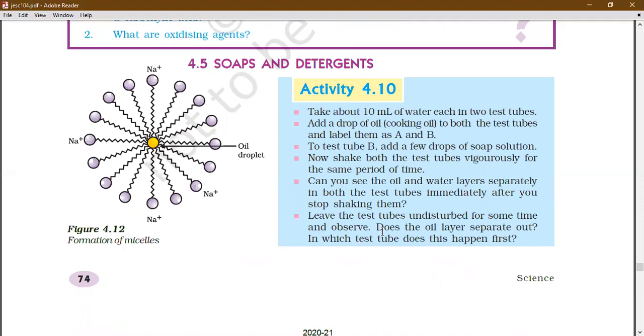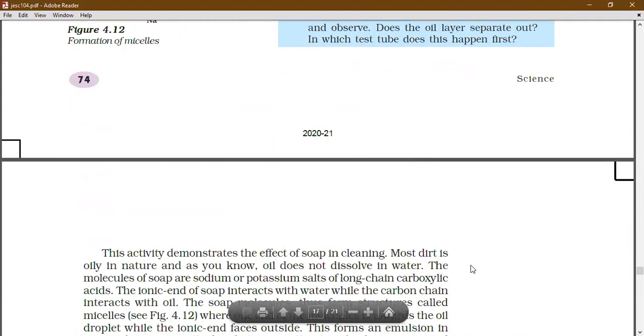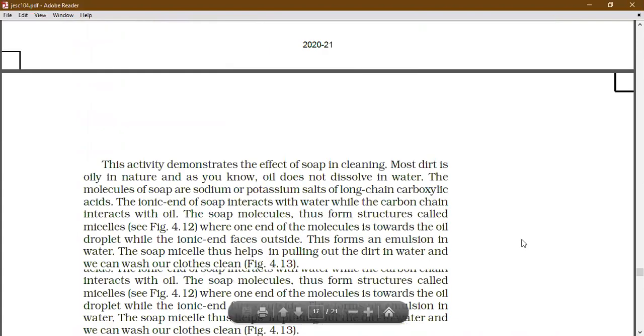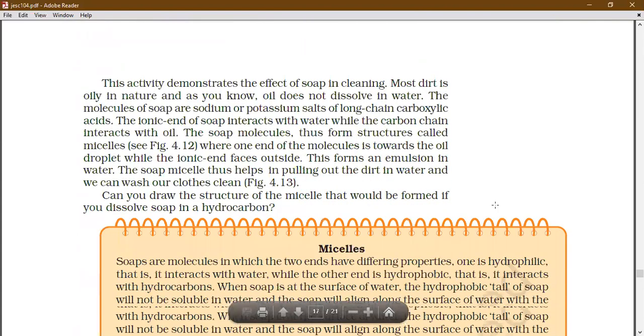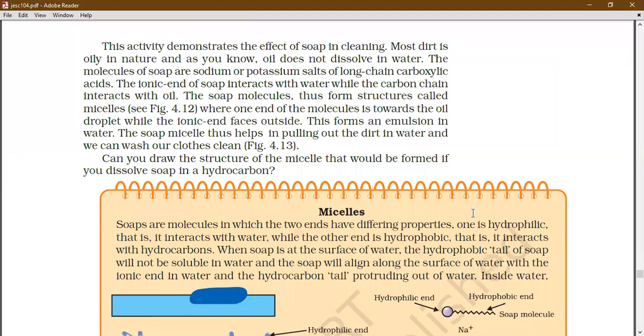Can you see the oil and water layers separately in both the test tubes immediately after you stop shaking them? Leave the test tubes undisturbed for some time and observe. Does the oil layer separate out? In which test tube does this happen first? This activity demonstrates the effect of cleansing of soap. Most dirt is oily in nature, and as you know, oil doesn't dissolve in water.